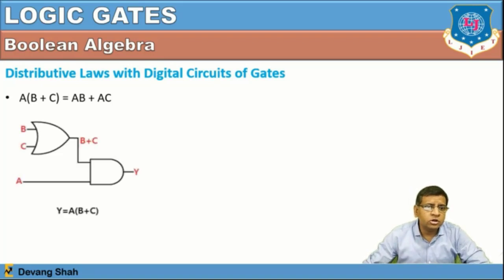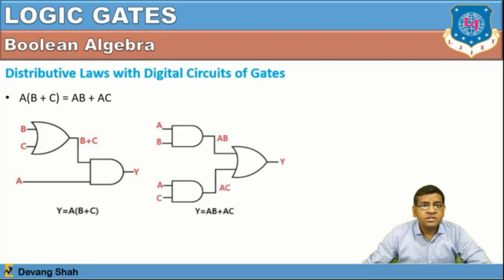You can see B plus C into A, so you have a combination of OR and AND gate. Here you have a combination of AND and OR gate, and you implement the function AB plus AC. In the same way, separately you can take AB and AC using the AND gates, and finally use the OR gate. So it's just exchanging the plane of AND and OR gates, and you can realize the same output Y with the help of this Boolean function.